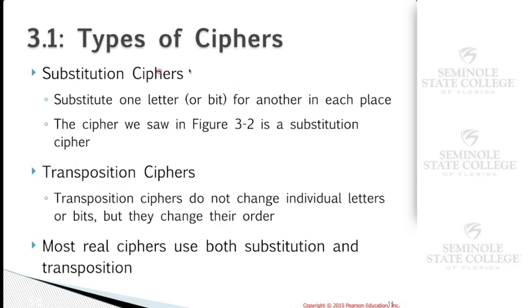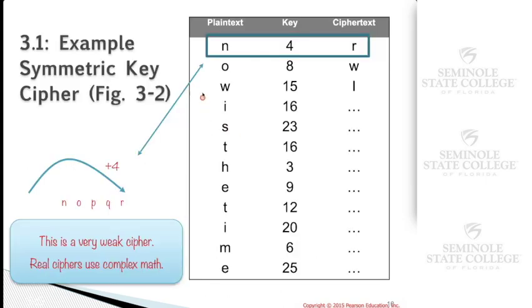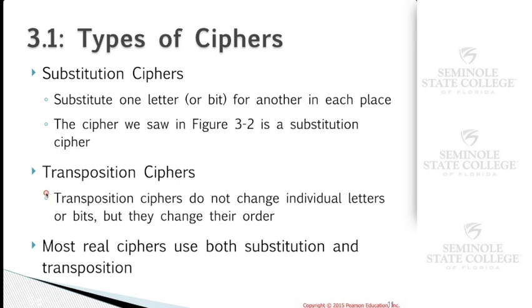So now there are two different types of ciphers that we use. One is the substitution cipher, and one is the transposition cipher. In a substitution cipher, which you just saw in the previous slide, I take the letter that I'm supposed to be using and simply substitute it for some other letter. So N gets substituted by R, right? But in the case of a transposition cipher, I move things around. And in most real ciphers, both substitution and transposition are used.